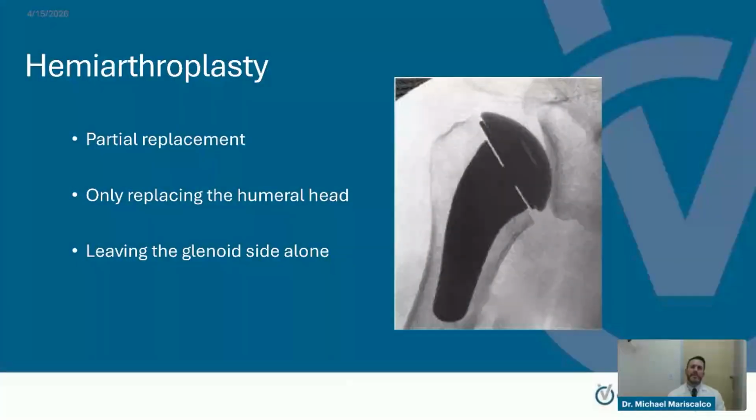And this hemiarthroplasty does not address anything on the glenoid or socket side. So that side is left alone, hence the term hemi or partial replacement. Next slide, please.